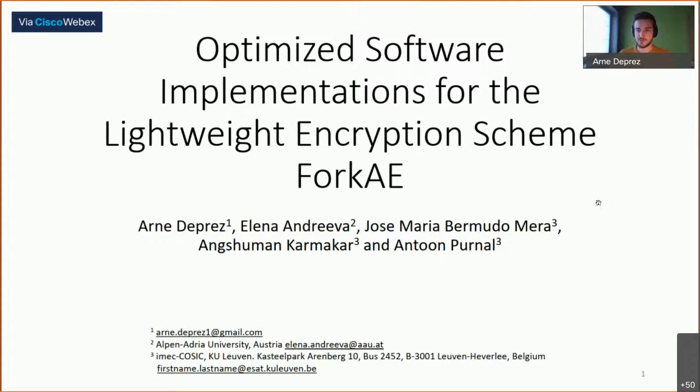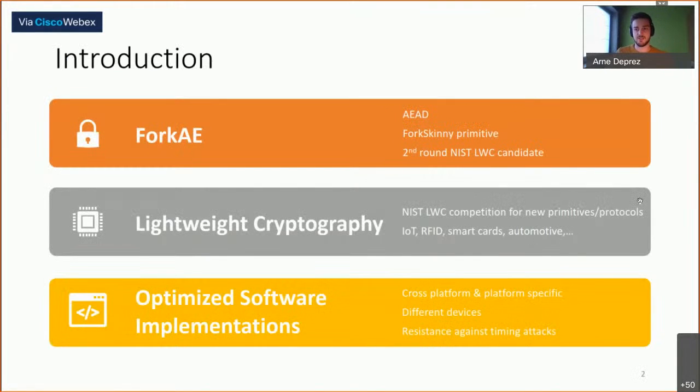As said, my paper is about ForkAE, which is an authenticated encryption scheme based on the ForkSkinny primitive, which I will explain a bit more about in the next slide. ForkAE is currently a second round candidate in the NIST lightweight crypto competition. This competition is searching for new primitives or protocols specifically for constrained devices, as you can find in the Internet of Things or smart cards, automotive, etc.